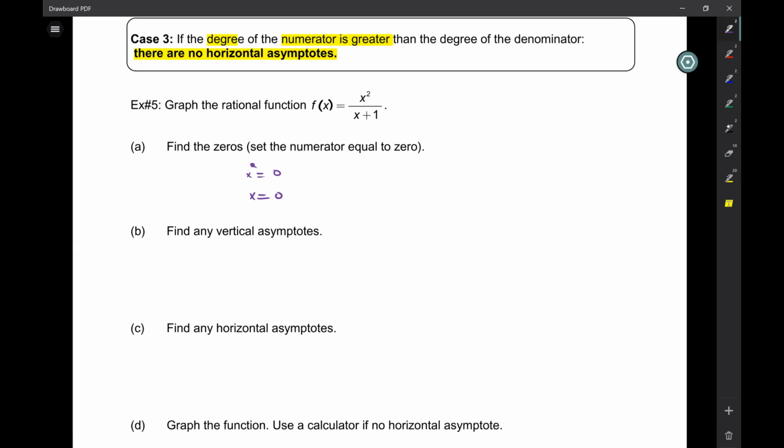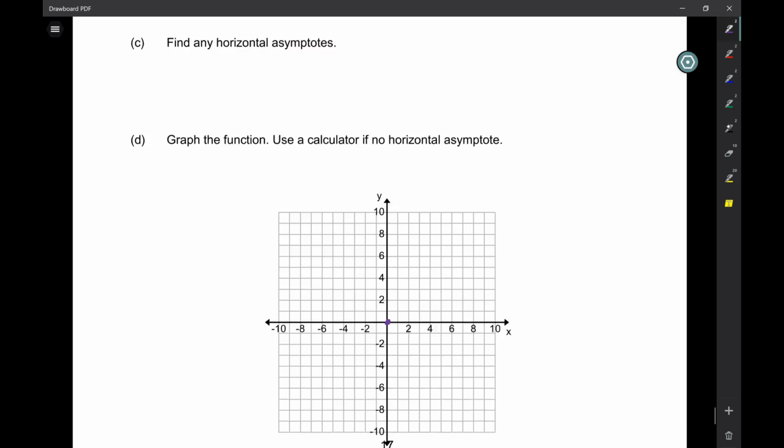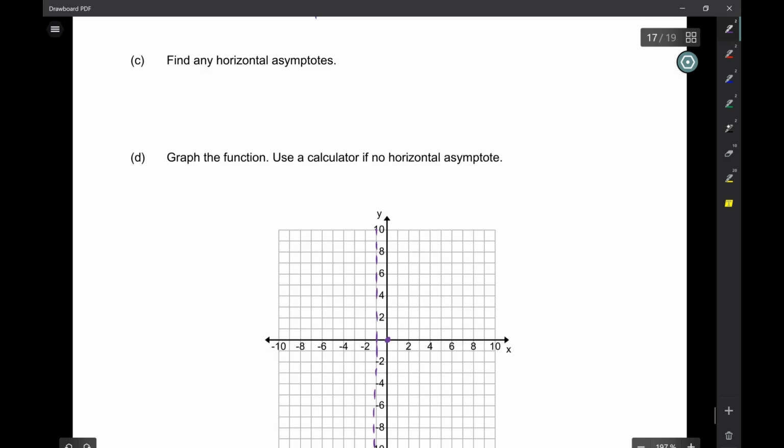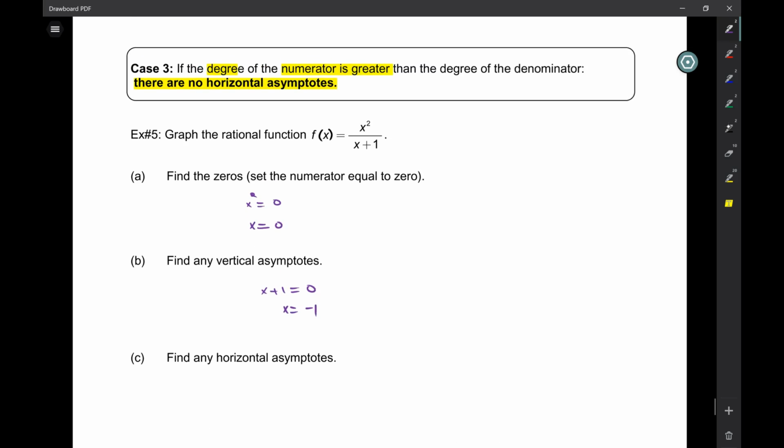Okay, vertical asymptotes. Does anything in the denominator cancel? No. I know I keep asking that, and the answer is always no, and you think I'm asking for no reason, but wait till you see the next thing we're going to do next time, and then you'll see why. So x plus 1 equals 0, x equals negative 1. So at x equals negative 1, there is a vertical asymptote.